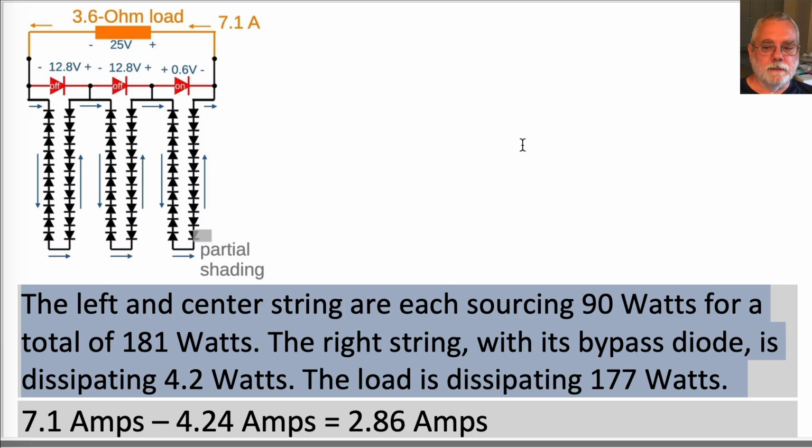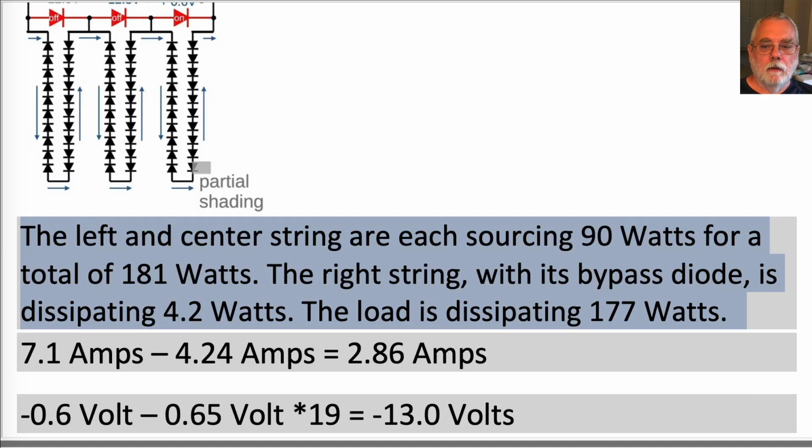Let's look at the voltages on the partially shaded string. The voltage on each of the 19 fully illuminated solar cells that are constrained at 4.24 amps continues to be 0.65 volts. The bypass diode has reduced the reverse bias on the partially shaded solar cell from minus 23.1 volts to minus 13 volts.